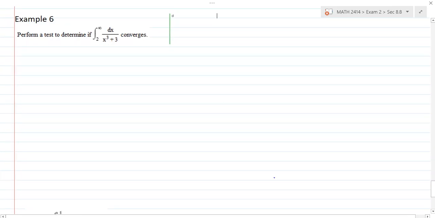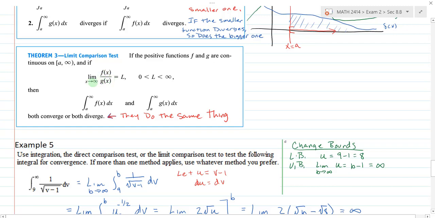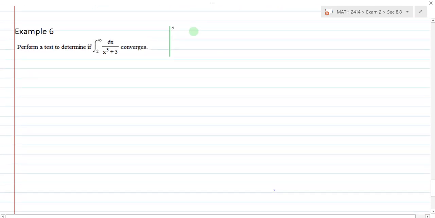Example 6. Perform a test to determine if this integral converges or diverges. If this would have been an x squared instead of an x cubed, I would have said, let's integrate this using trig substitution. But because it's an x cubed, I can't do trig substitution on it. So do we have a test that we could do that would be easy to check this? And the answer is yes, we do. Remember the limit comparison test? All I got to do is look at the ratio of 2 functions and see if it's equal to a number. So I want to use the limit comparison test on this problem.